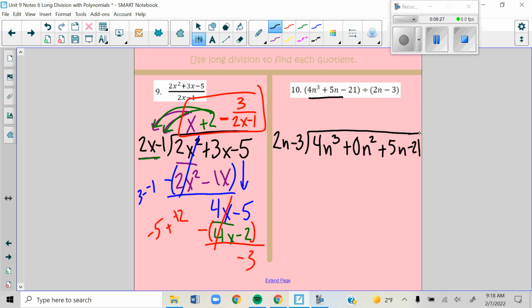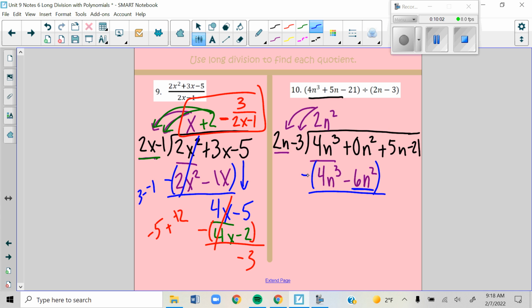All right, so I have my placeholder in. So now I have 2n, and I need to make it into a 4n cubed. So what do I need to multiply 2 by to get 4? 2. What do I need to multiply n by to get n cubed? N squared. So it's going to go to both of those. So we get 4n cubed, and then 2 times that negative 3, negative 6n squared. See how we ended up with our n squared term lining up underneath our n squared term? That's why we have to put that placeholder in.